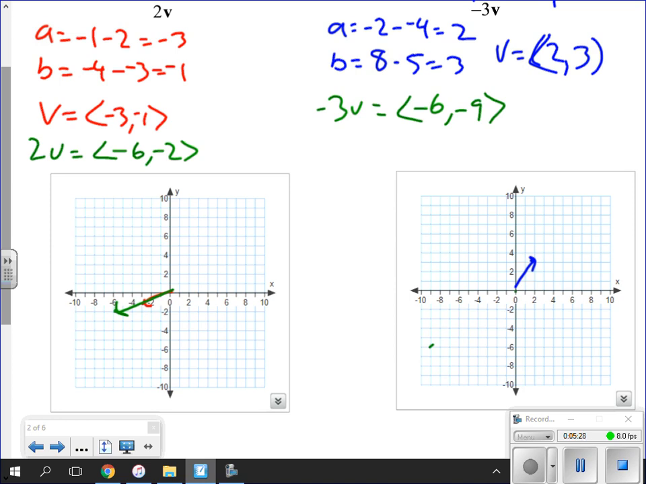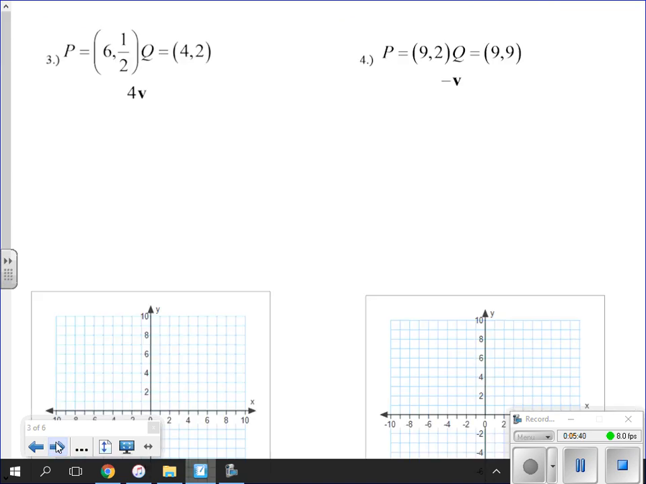Oh, sorry, negative 6, negative 9 is down here. My bad. And there is negative 3v. Okay, moving on. Same idea.